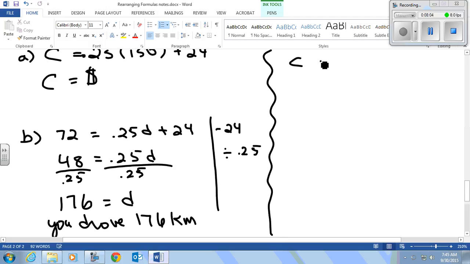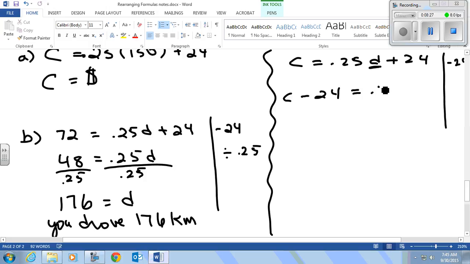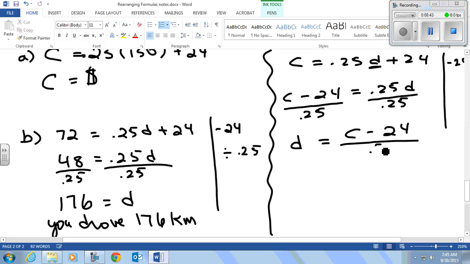You might say, well, C equals 0.25D plus 24. Since I know the cost but don't know the D, the distance, I might isolate the D first. So if we rearrange this formula so that D is by itself, we would subtract 24 from both sides. So we'll have C minus 24 equals 0.25D. And then we'll divide both sides by 0.25. And we can then say that D equals C minus 24 divided by 0.25.